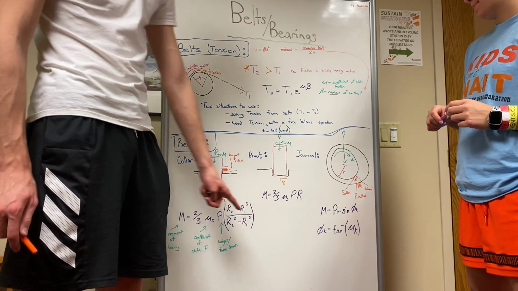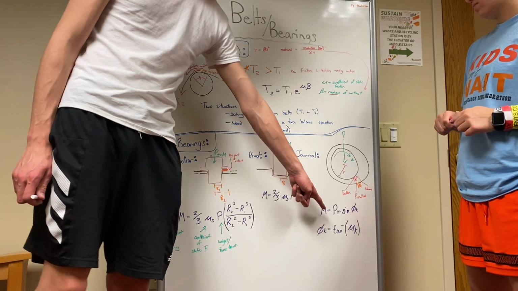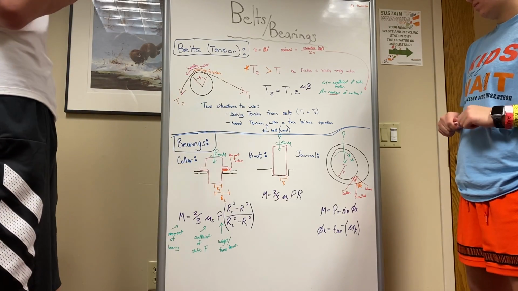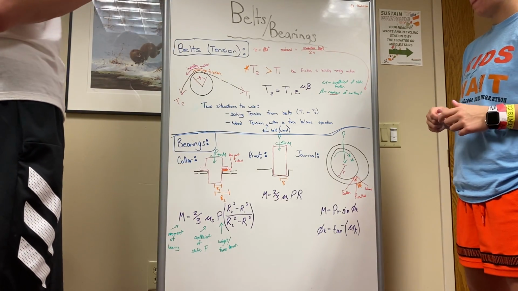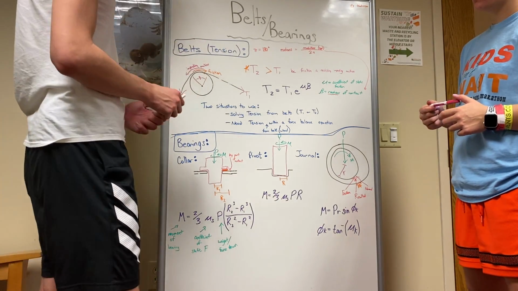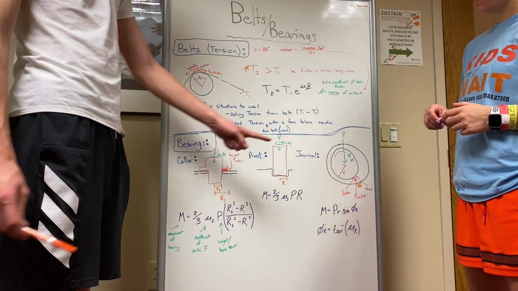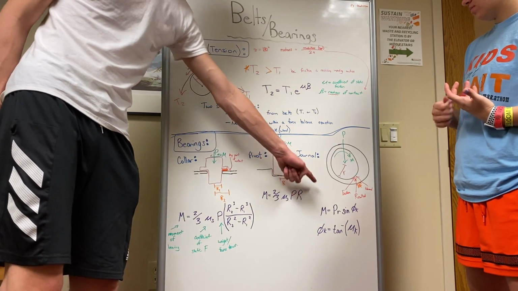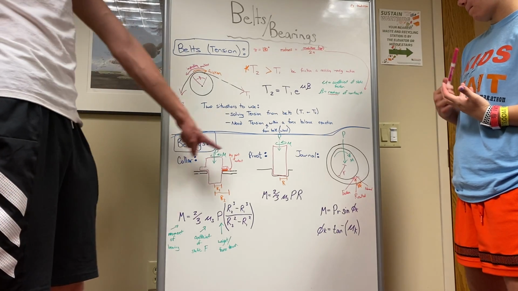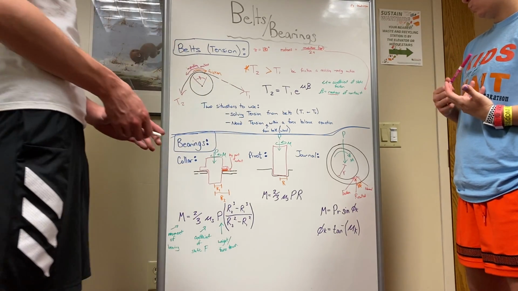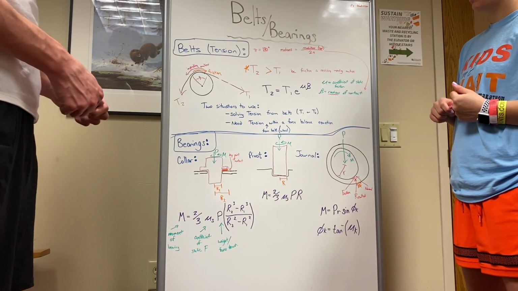Other way to find this is that your angle of K is the tangent inverse of your coefficient of kinetic friction, which would be when it is moving already. Otherwise, you just plug and go from the rest of these equations. Same thing for most of these. I think that's about it for bearings and belts.